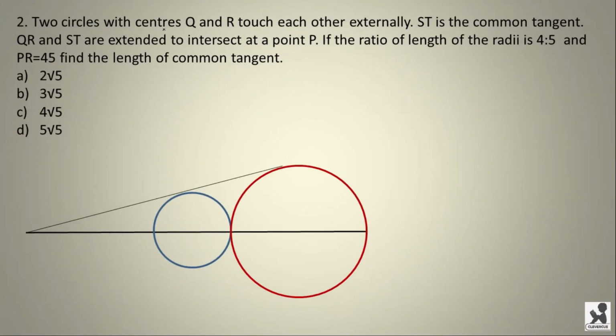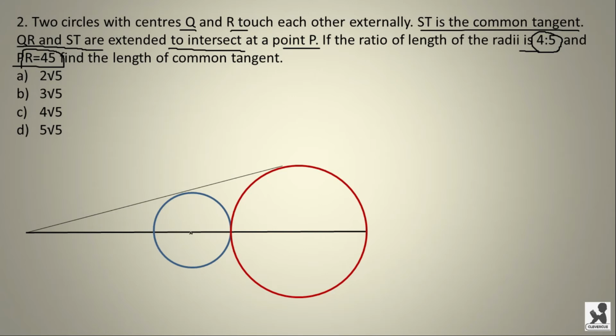Two circles with centers Q and R touch each other externally. ST is the common tangent. QR and ST are extended to intersect at a point P. If the ratio of the length of the radii is 4:5 and PR is equal to 45, then find the length of common tangent.